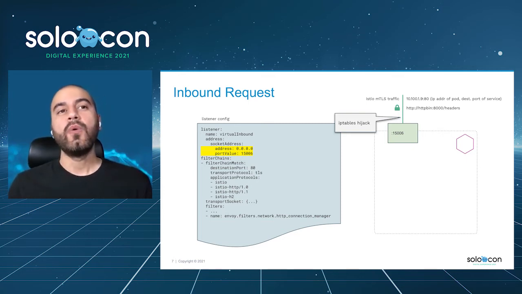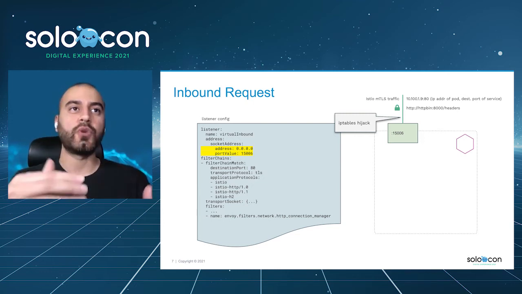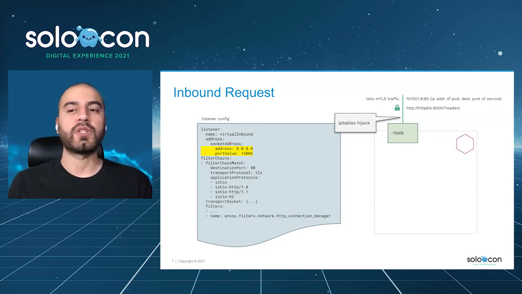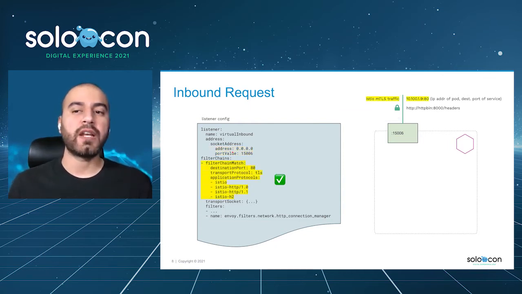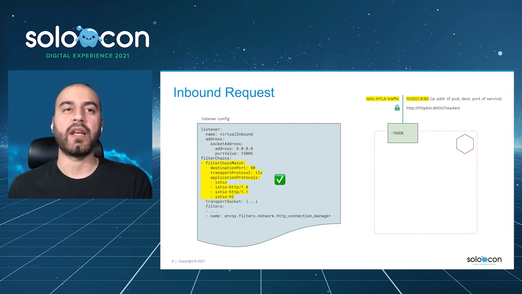And so we'll take a look at what actually happens, because we're not really using this 15006 port, right? This is transparent to the applications, but we know that it's being redirected to it. So we know that this virtual inbound listener is what's going to handle essentially all of the inbound traffic for this application. So then once we have the connection, we need to do some processing on that connection.